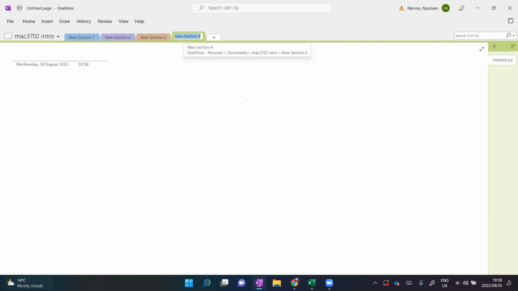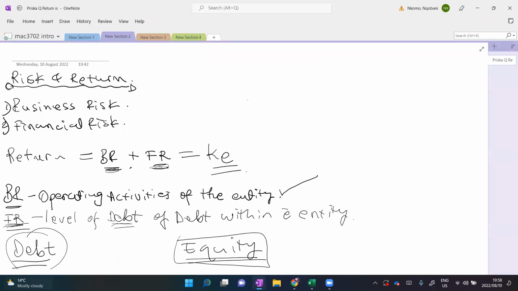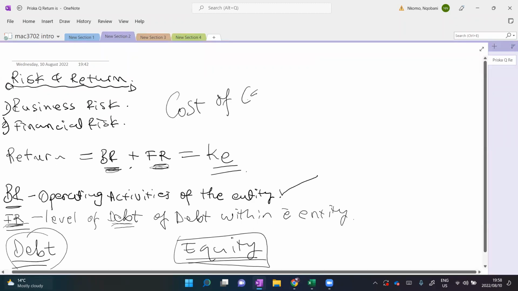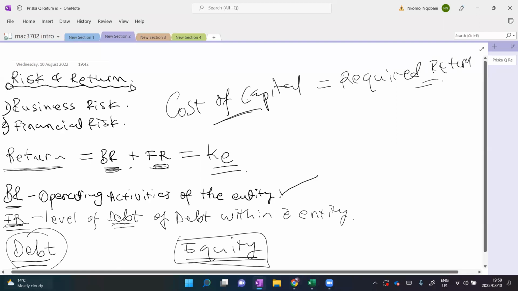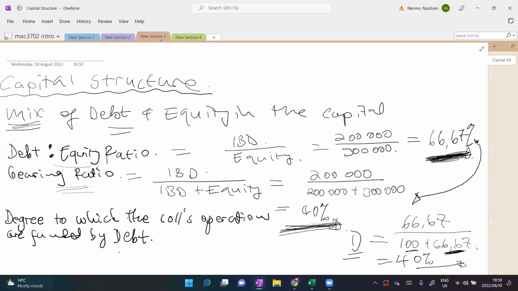entity? So remember what we said about the cost of capital or the required return of an investor. Please take note, the cost of capital is equal to the what? The required return. So if I say required return or cost of capital, I just mean the same thing. So when we are looking now at having a mix of debt and equity, what advantage do we have if we look at our debt?